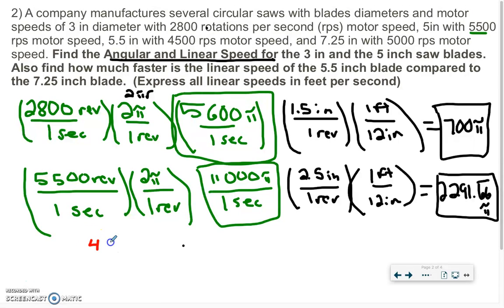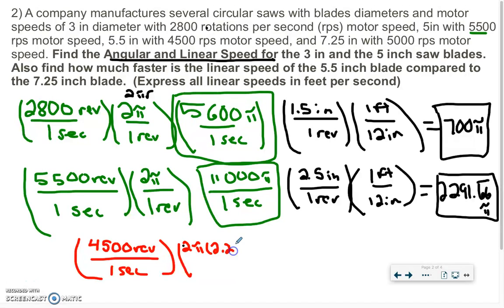You're going to go 4,500 revolutions in 1 second. Since I'm going all the way to linear, I need to multiply that by 2 pi and then the radius to figure out exactly how far it's going around in one circumference. So we're going to multiply that by 2.25. Since that's the radius, it's half of the diameter that the blade is measured at in one revolution.